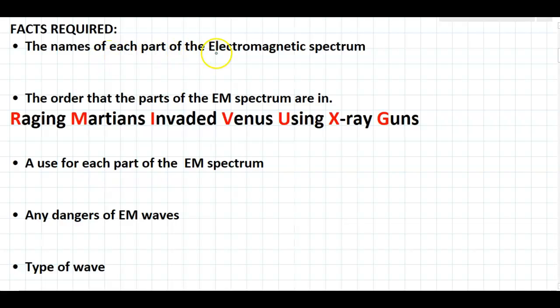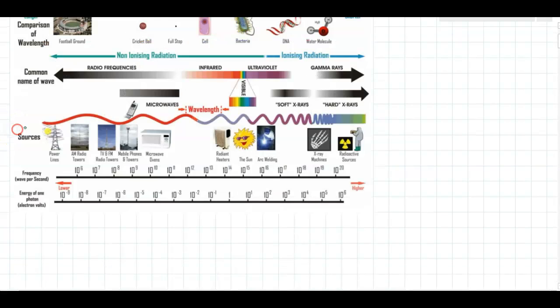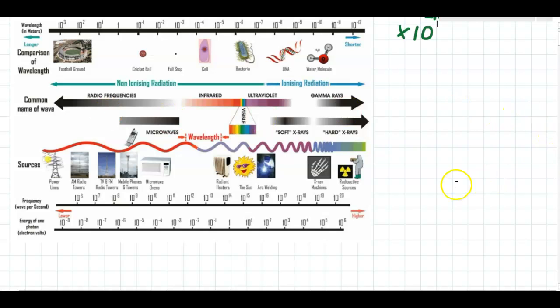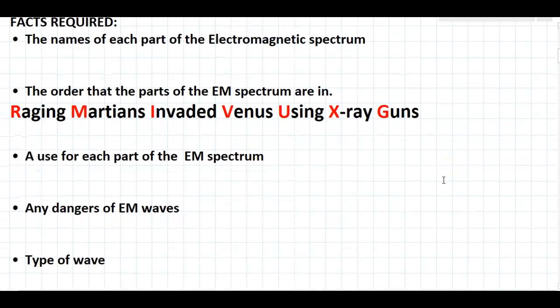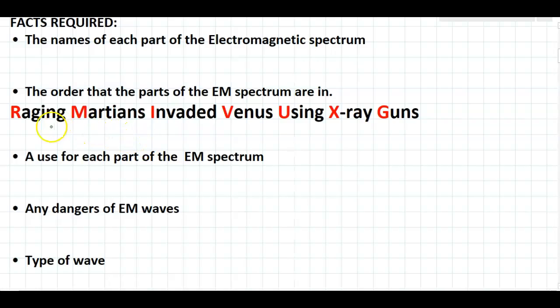So the names of each part of the electromagnetic spectrum, and the easiest way to learn those is in order. So I've put a little mnemonic here to try and remember the names of these bits.